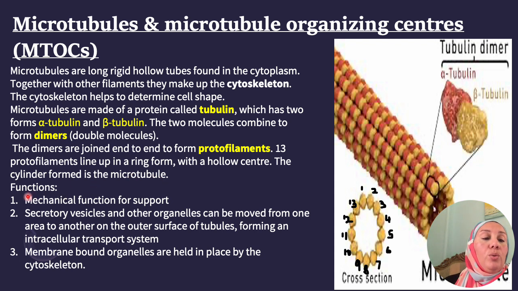What role do they have? Microtubules have a mechanical function for support, as we said, giving the cell its shape. Secretory vesicles and other organelles can be moved from one area to another on the outer surface of the tubule. So yes, it is actually a road, and there's a lovely video, I hope I added it to the last presentation slide, of how the structures are moved along this road, I would like to call it. Anyway, let's move on.